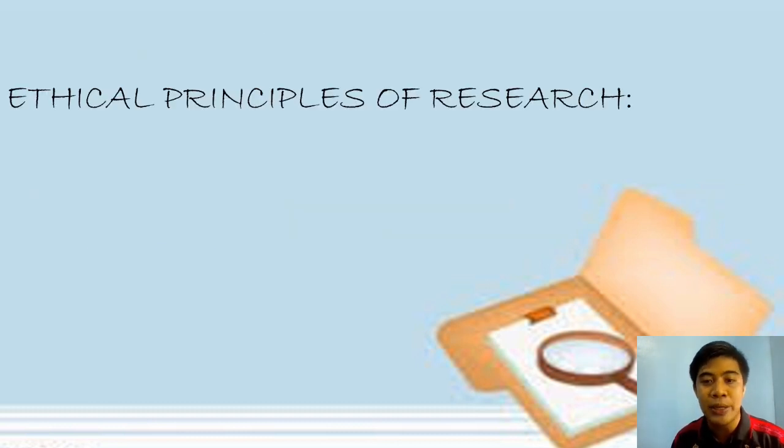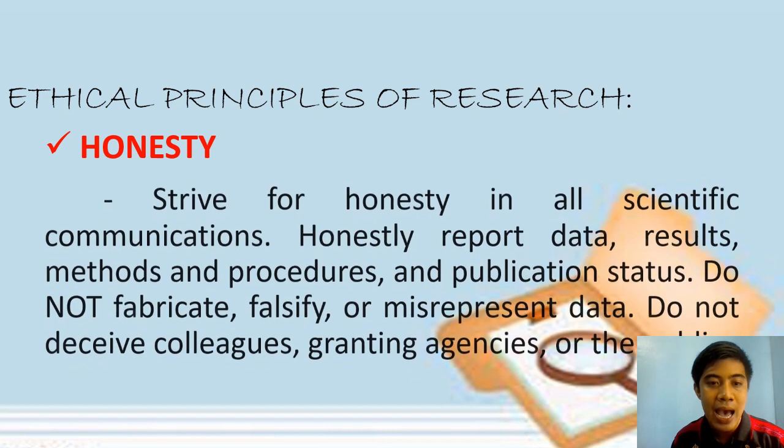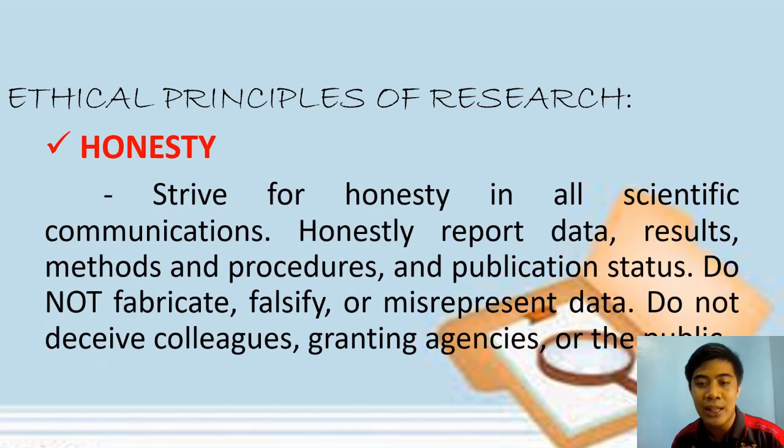Now, what are the ethical principles of research? We have honesty. Honesty or striving for honesty in all scientific communications. Honestly report data results, methods, and procedures, and publication status. Do not fabricate, falsify, or misrepresent data. Do not deceive colleagues, granting agencies, or the public. So honesty is a moral obligation of every researcher. It's a no-no for a researcher to manipulate his or her data and bypass some of the procedures he or she needs to undertake.